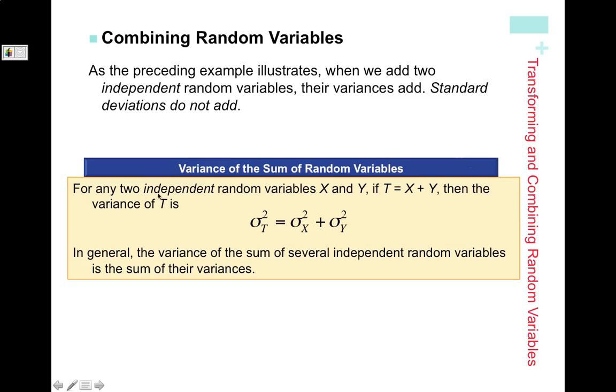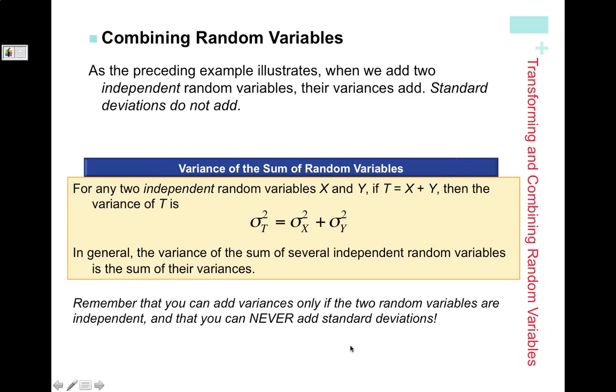So in general, if we have two independent random variables, x and y, and t is the sum of those two things, then the variance of t will be the sum of the variance of x and y. And that's a general statement that we can make. Remember, ladies and gentlemen, you can only add the variances if the two random variables are independent. And you can never add standard deviations.